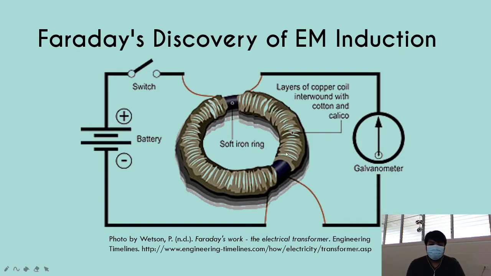Apart from that, he also discovered that when there is a magnetic field here, there is actually an abrupt recording on the galvanometer on the other side of the coil. Remember that these two separate pieces of coiled wire do not have direct contact with each other. Their only connection is the soft iron ring. This one, which has current flowing through it, cannot transfer current into the other side of the ring.